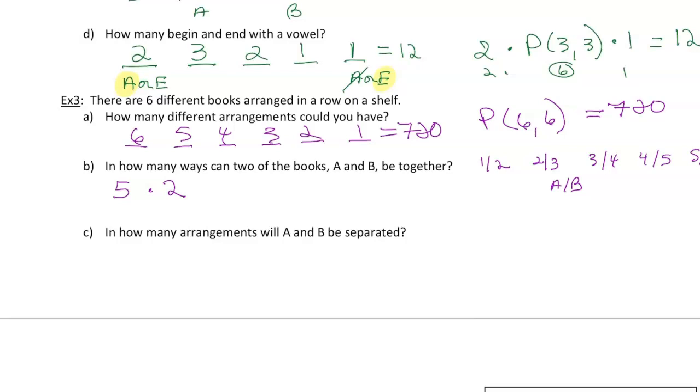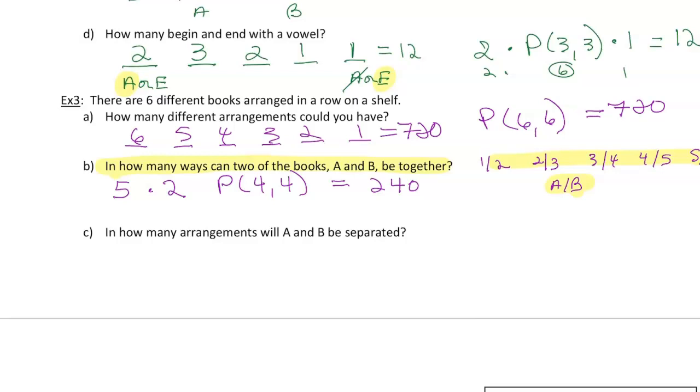Now, I still have 4 other books. So I'm going to have to take the 4 other ones and arrange them. And so that's a permutation, and that's 4. So what do I end up with? 5 times 2 is 10 times 4 times 4, which was 24. So that's going to be 240. So this one is one that has to be thought about in this way.